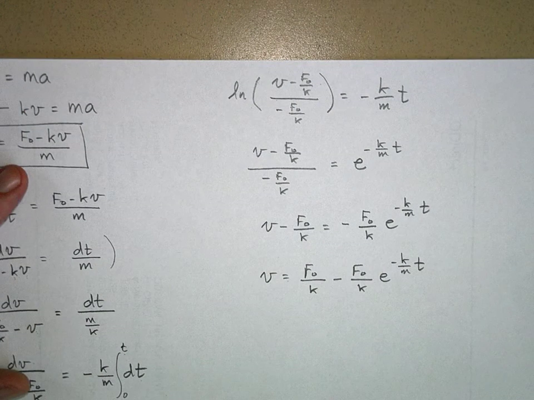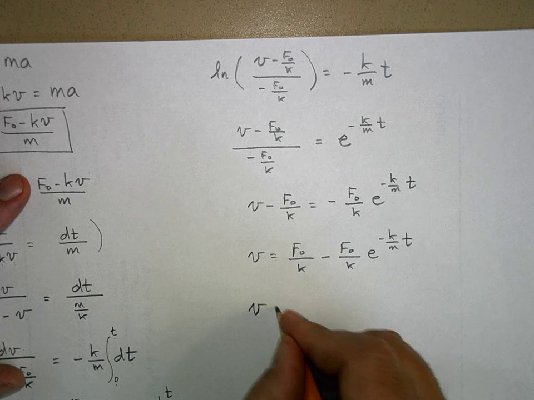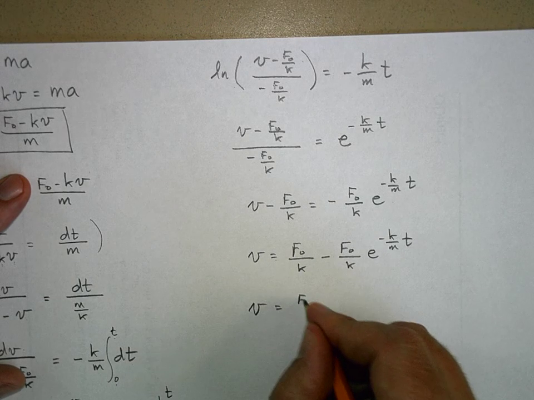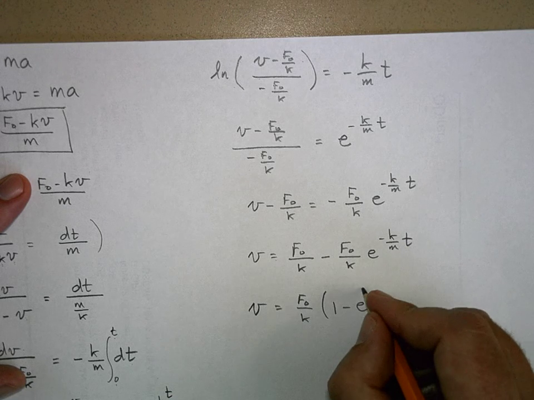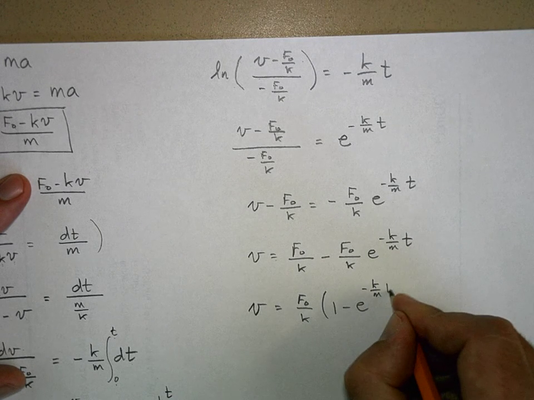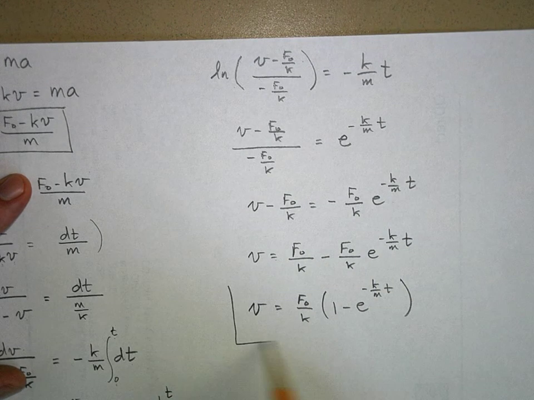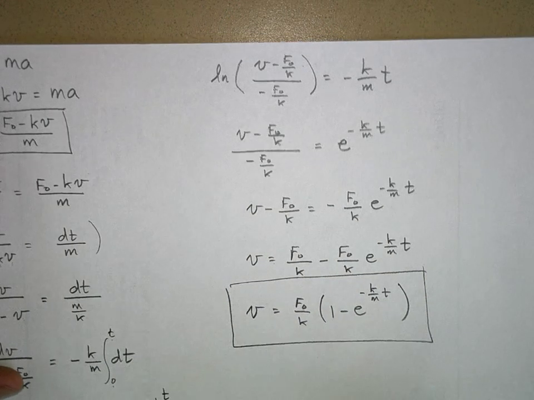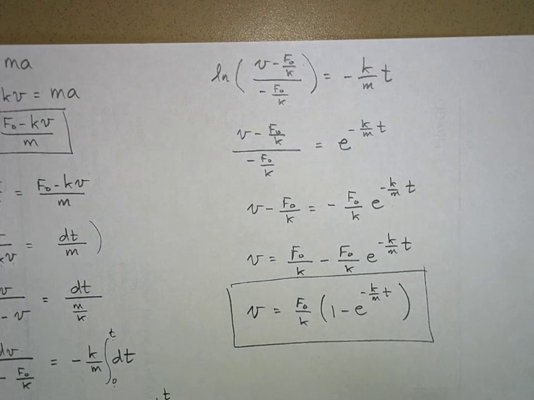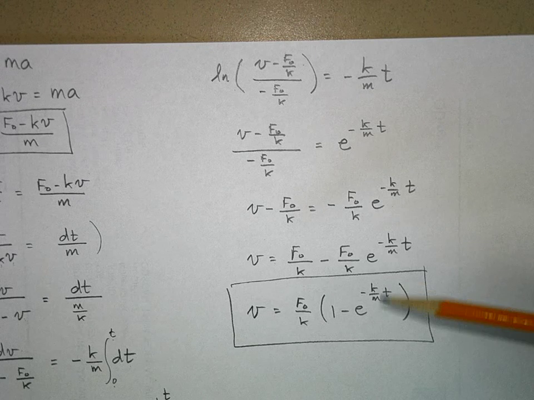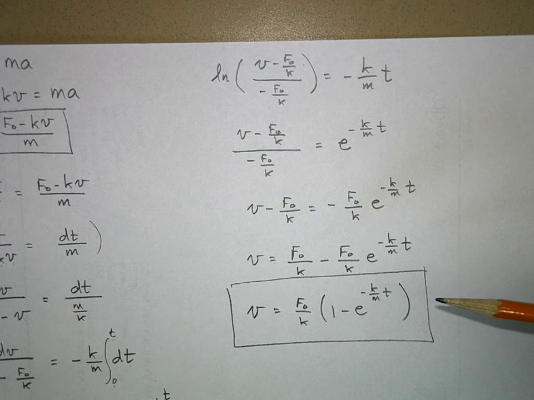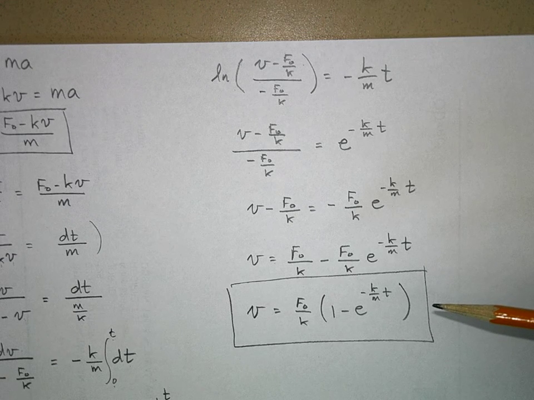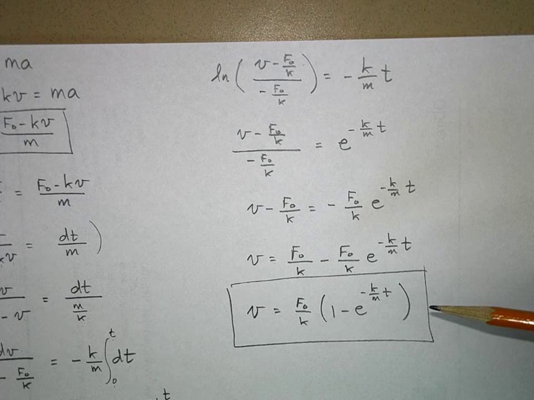And now I will factor out the f naught over k times 1 minus e to the negative km t, and that's my answer. That wasn't too bad. And this makes a lot of sense, okay? And as a matter of fact, what you're going to need to do in part D is sketch the velocity.